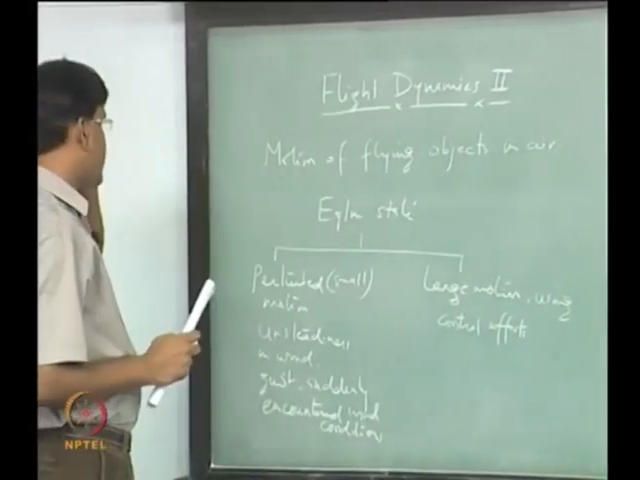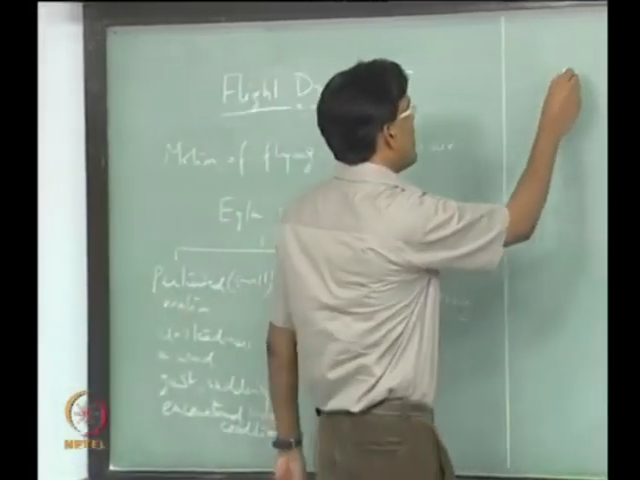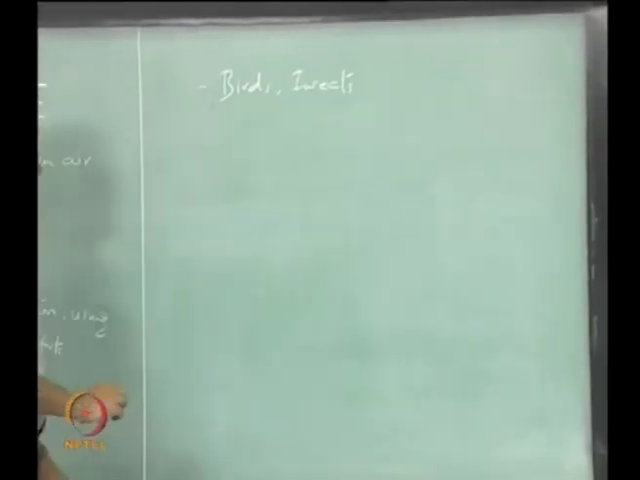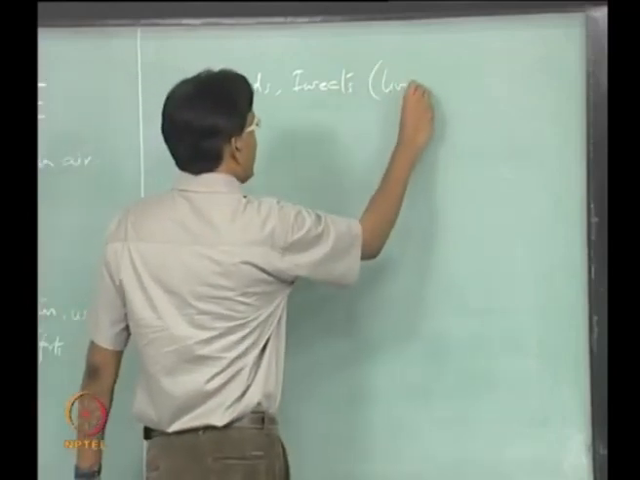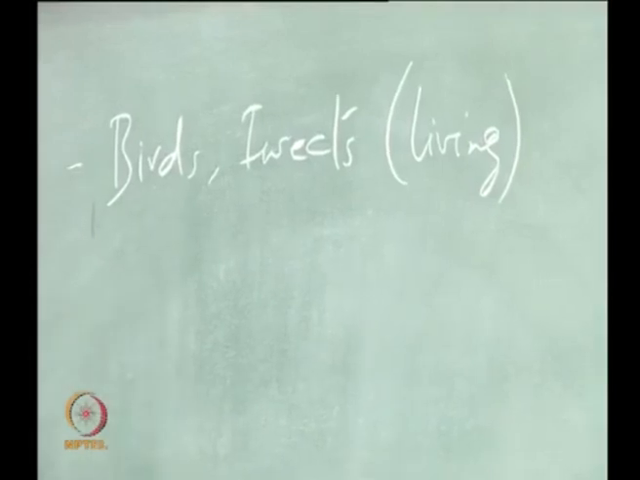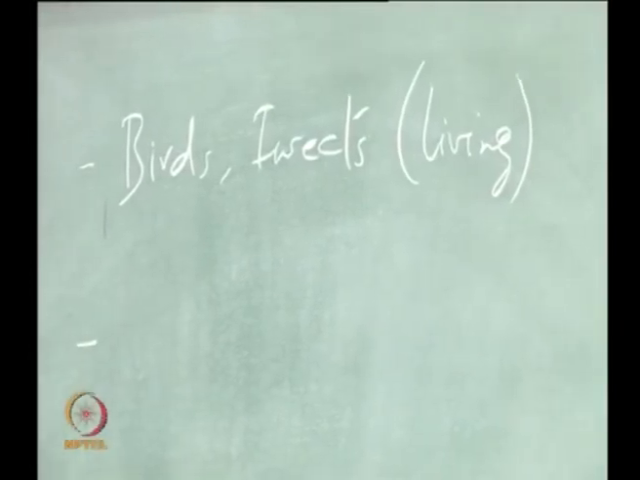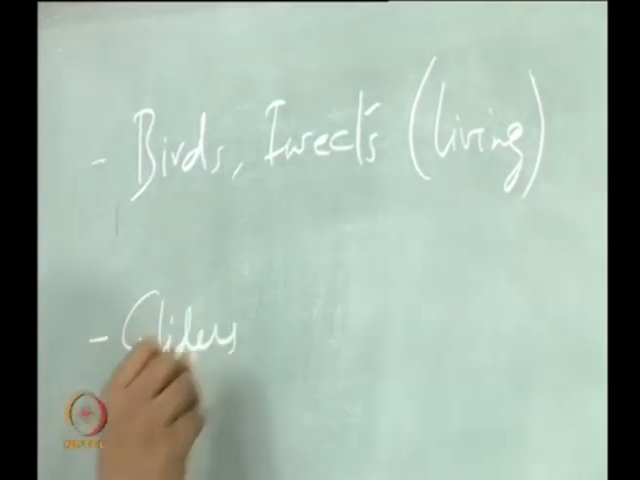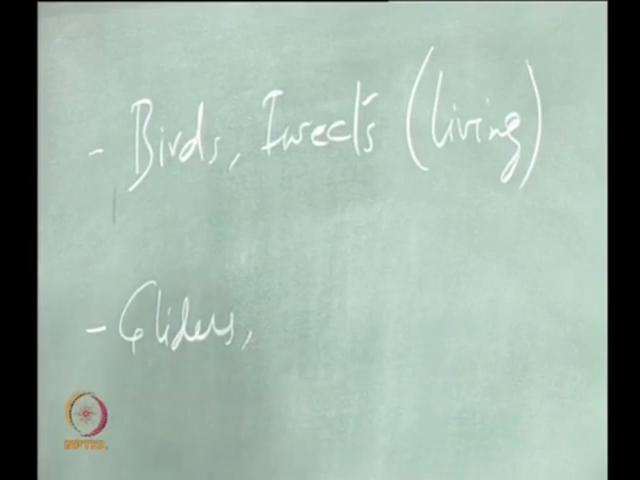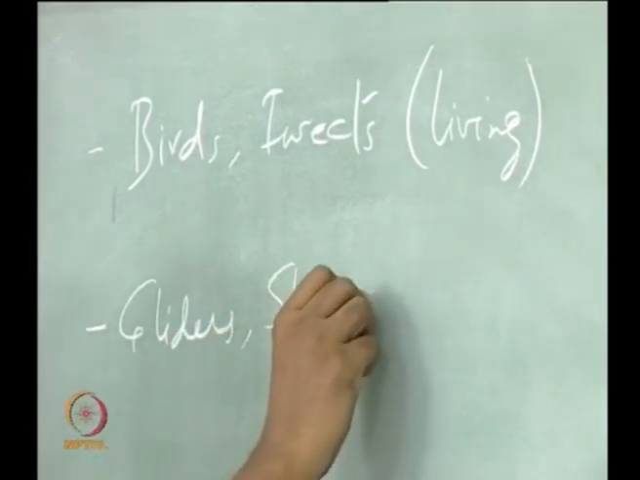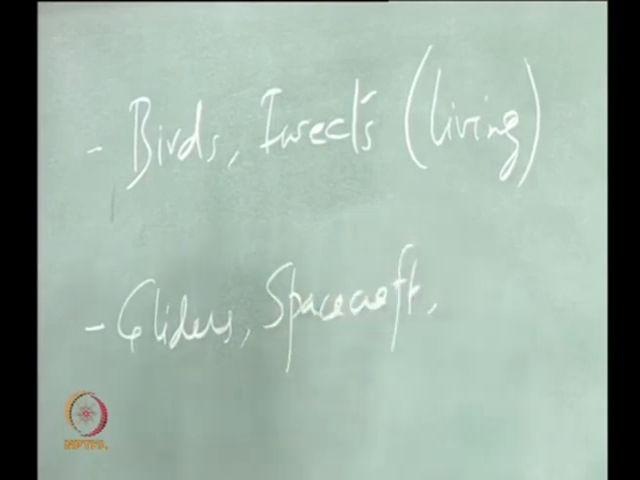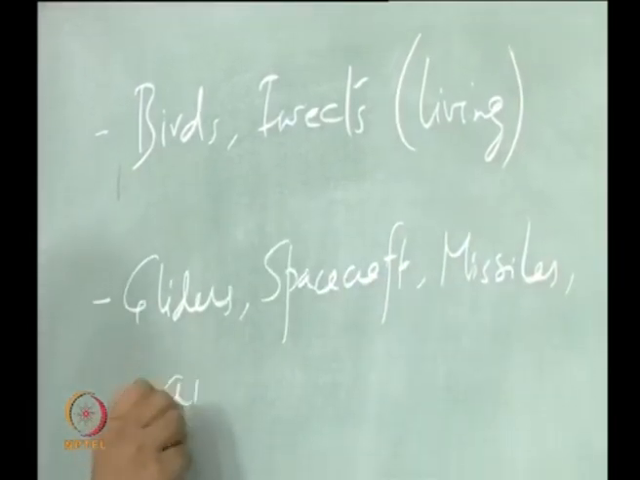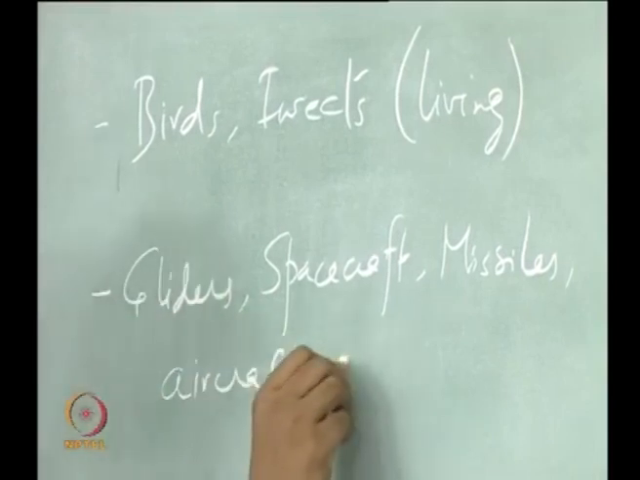Some of the examples of flying objects are birds, insects. These are living examples, and there are examples which are man-made machines. So in this category you will have several types of objects: gliders, spacecraft, missiles, aircraft and so on.